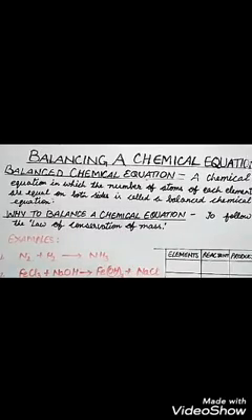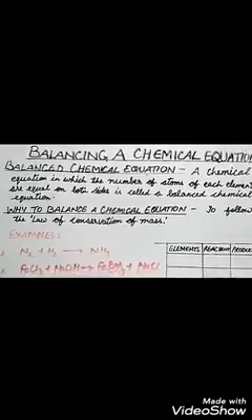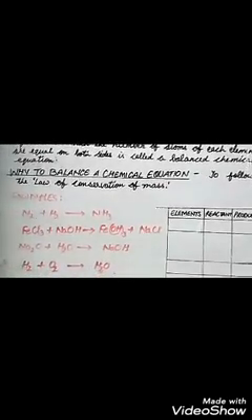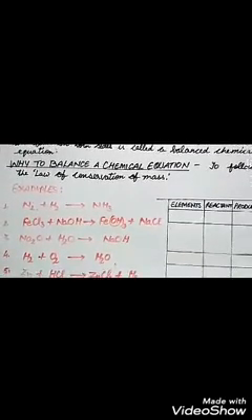Every chemical reaction proceeds with the law of conservation of mass, and that is possible only when the number of atoms of each element is equal on both sides. That's why, in order to follow the law of conservation of mass, we need to balance a chemical equation. Here I have taken a few examples in which I'll show you how to balance chemical equations.